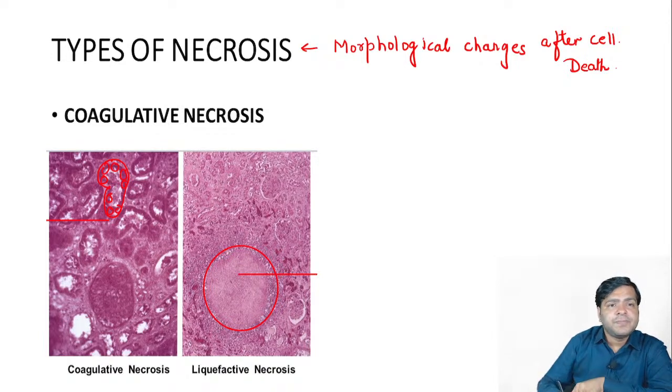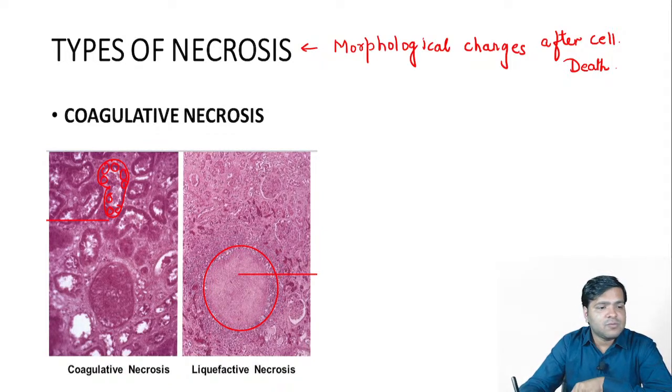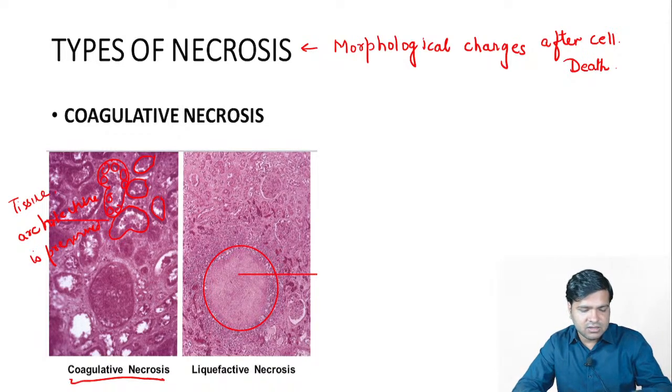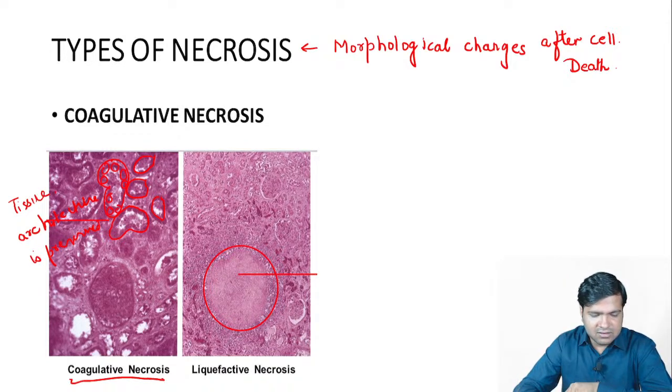Now, in necrosis we have different types, and the very first one we will study is coagulative necrosis. You can see coagulative necrosis in this particular picture. If we take a particular tissue structure, the outline or boundary of the tissue is preserved. The tissue architecture is preserved in coagulative necrosis. The cell structure is preserved.